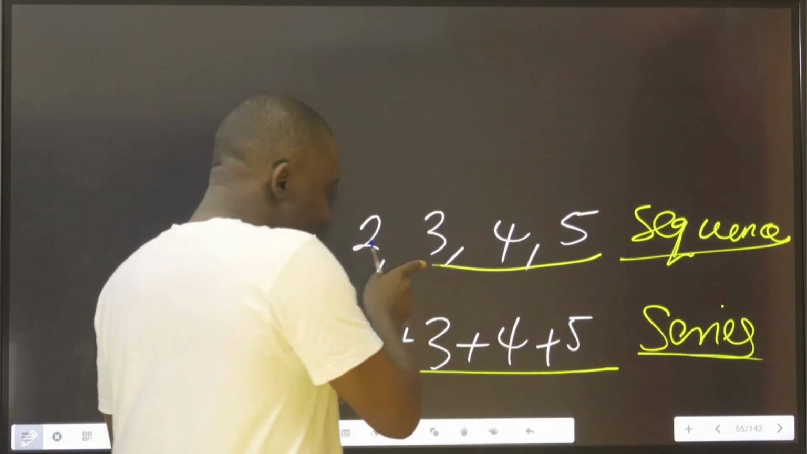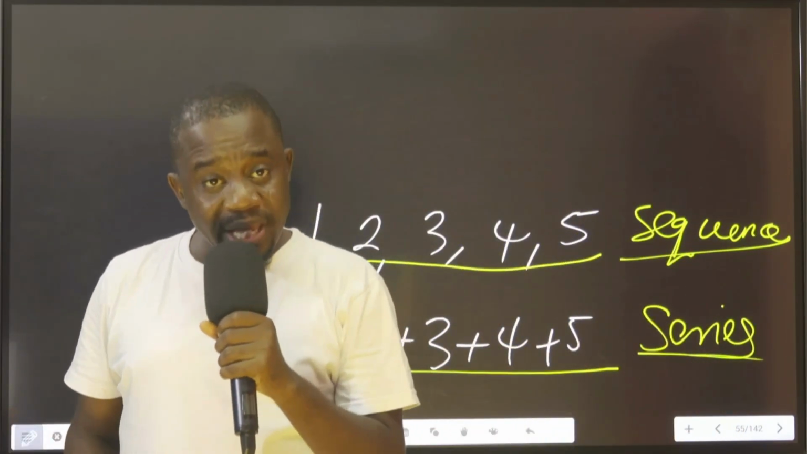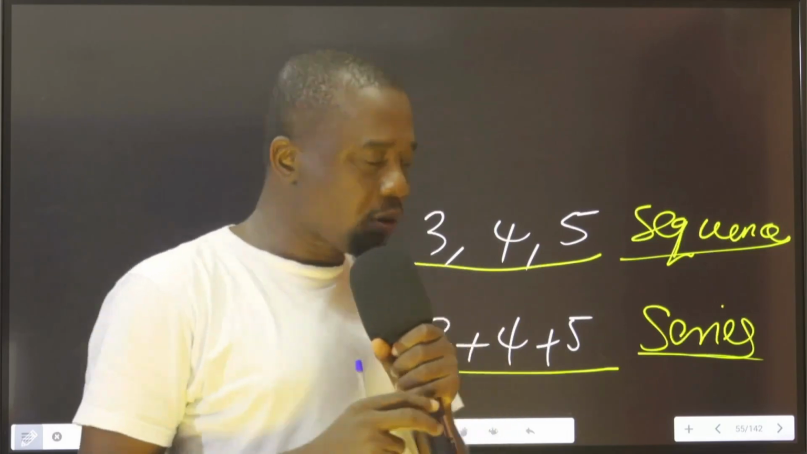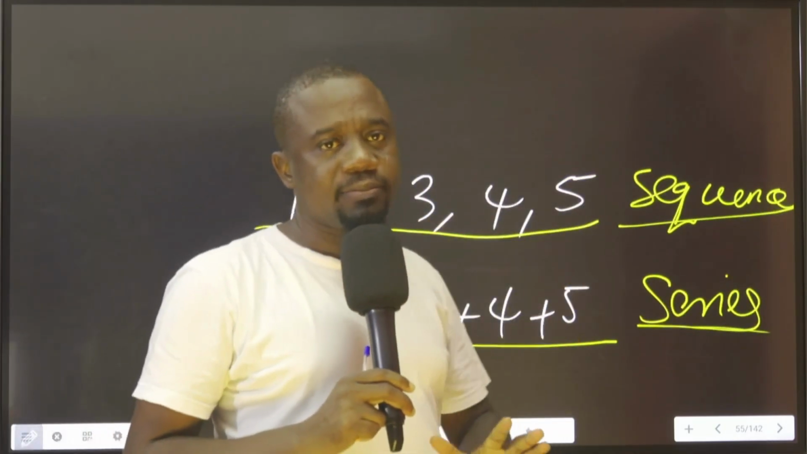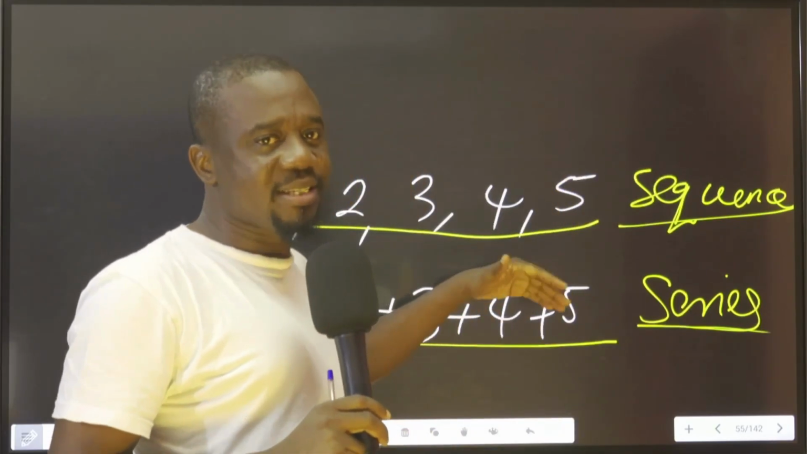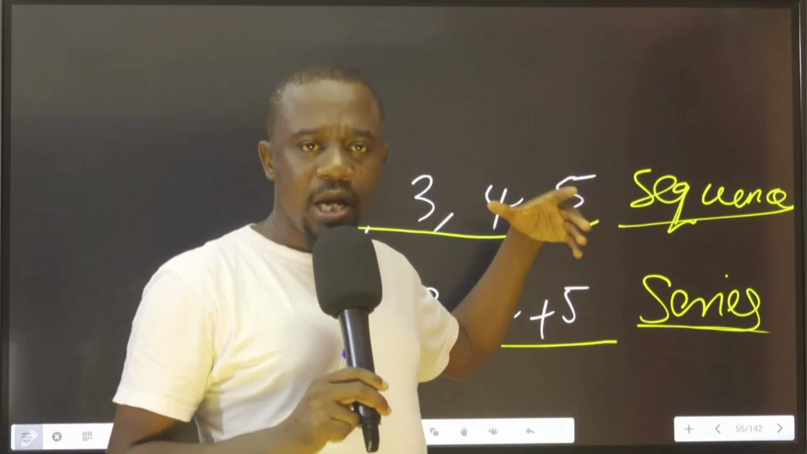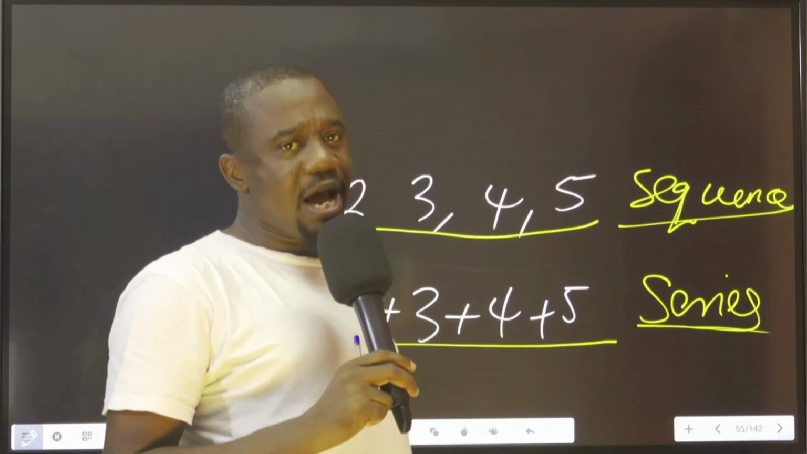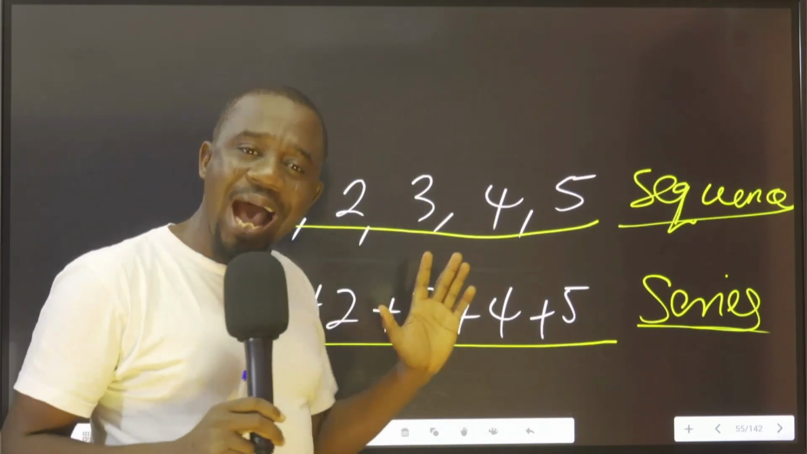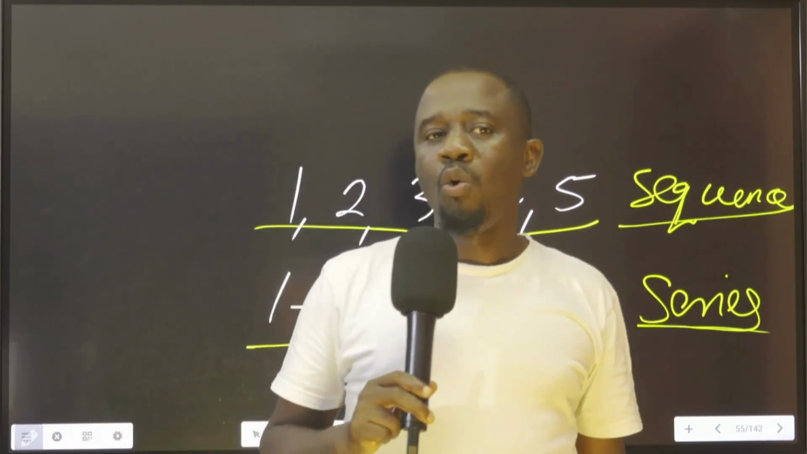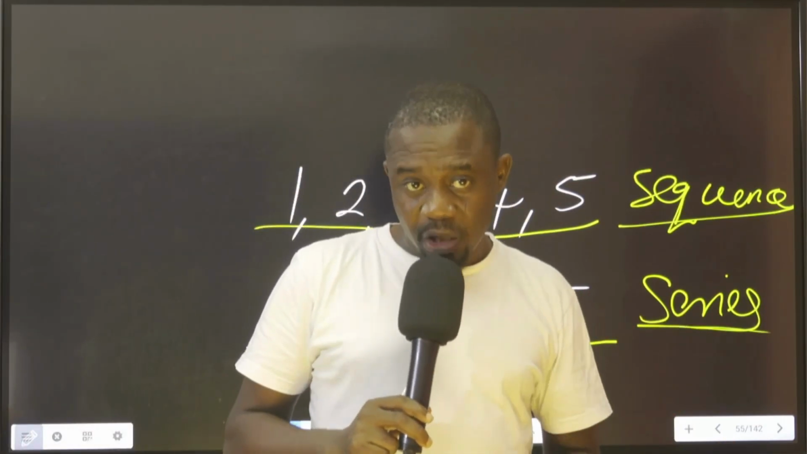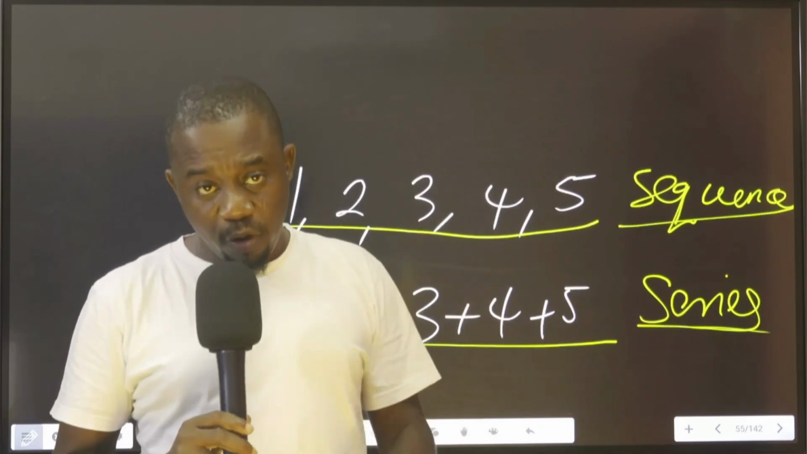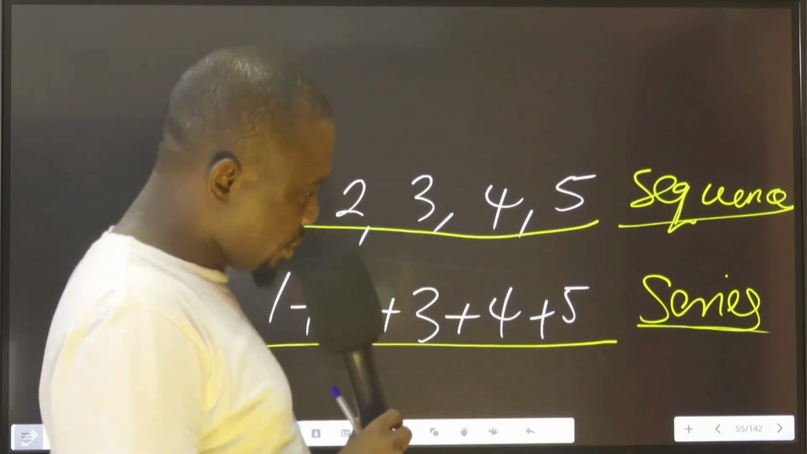But this type of sequence is called what? An AP, arithmetic progression. Because it has what? A common difference. Okay? It's a sequence, but this type of sequence can be called what? AP, arithmetic progression. But when you are adding any sequence together, we say such is what? A series. But in this session, we're going to look at what? The summation of what? Arithmetic progression.